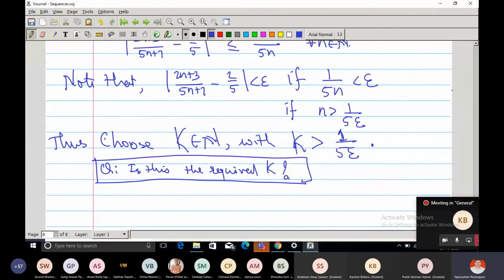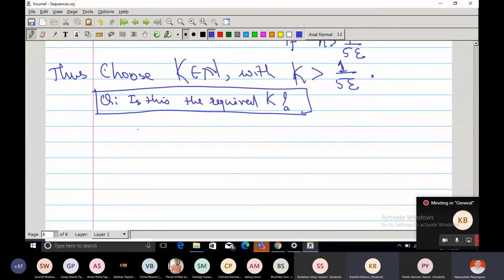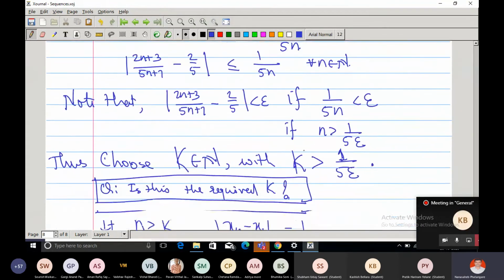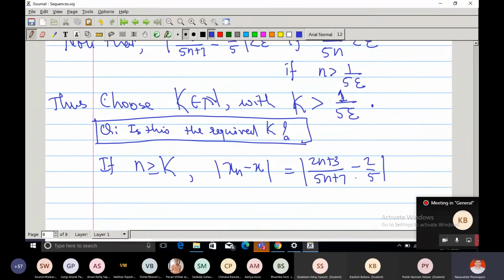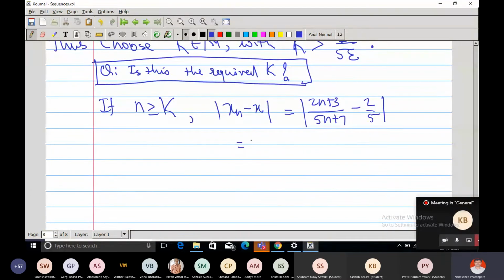We believe that this is correct if xn minus x is less than epsilon. So over there we can put n as 1 upon 5 epsilon and solve, so verify that. When we believe that this is a correct k, if for every n greater than or equal to k, we check whether xn minus x, which is (2n plus 3) upon (5n plus 7) minus 2 by 5, is less than epsilon or not. By the previous calculation, I know that this quantity is the same as 1 upon 5 times (5n plus 7), for all natural numbers, so for all n greater than or equal to k, this is going to happen.